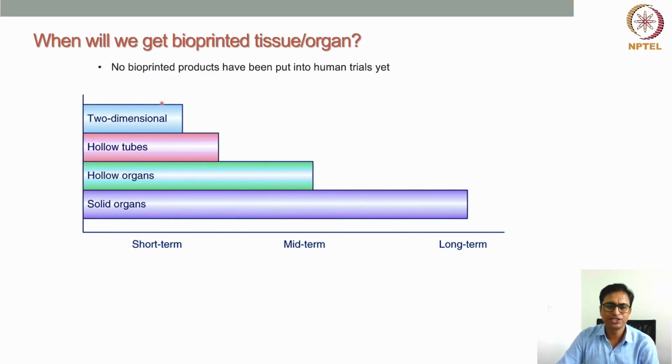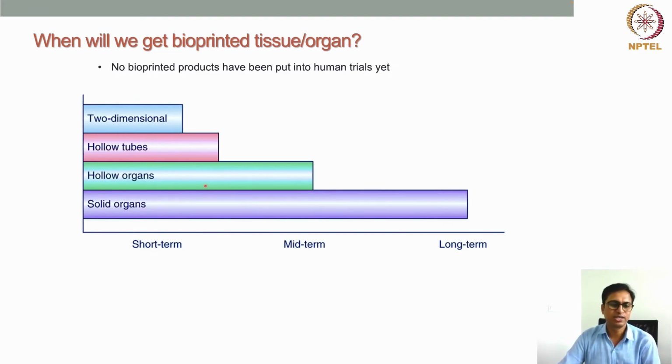But let us see the realistic picture. Any two-dimensional tissues, like maybe cornea or skin, are very short term. Within a few years, we may be able to get this kind of structure that can be used for clinical applications. Hollow tubes are probably also not very complex, not as complex as the solid organs, and they can also be developed in a short to middle term, within a few years or some years.